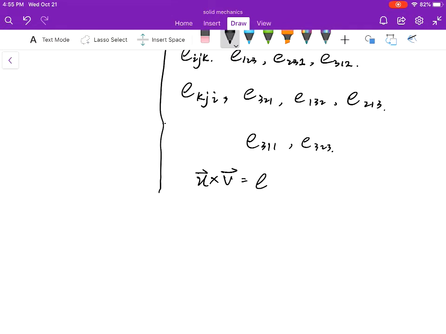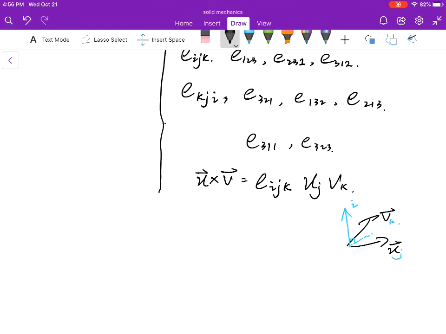So it's the permutation ijk times uj times vk. As you can imagine, if I have two vectors u and v, the cross product of these two vectors gives a vector perpendicular to the plane spanned by these two vectors, and that's the i direction. This is the j, this is the k.